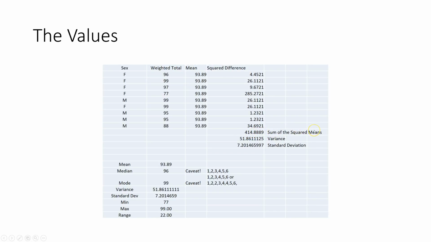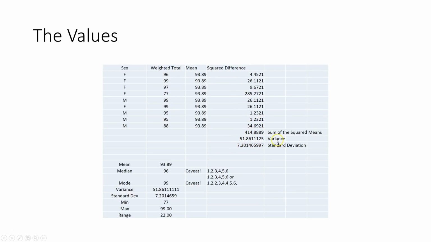414.8889. Then we want to come up with the average squared difference. So we take all these, and we're just calculating a mean. We add these all up, we come up with 414.8889, and we divide it by 9. And that gives us a value of 51.8611125, which is our variance. And it's the same variance that Excel gave us. So that's how we calculate variance: we come up with the difference between the data point and the mean, we square it, we add it up, and we calculate the average, and that comes up with our variance.